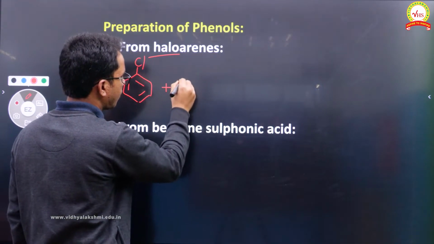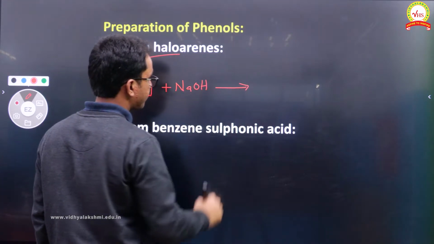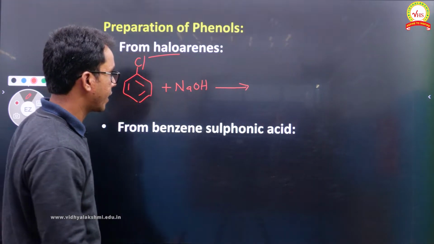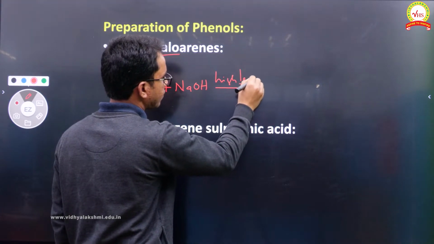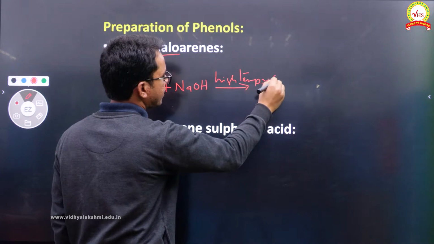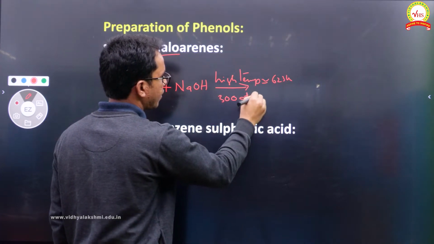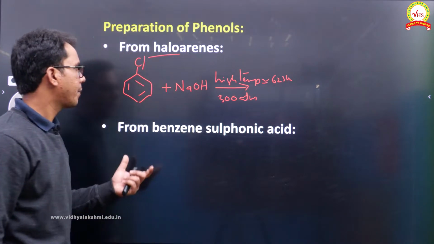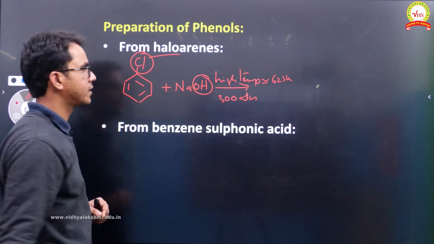Now the reaction of chlorobenzene takes place with sodium hydroxide at high pressure and high temperature, approximately 623 Kelvin and 300 atmospheric pressure. What happens here is that it's a kind of nucleophilic substitution reaction. The OH group replaces chlorine over there.